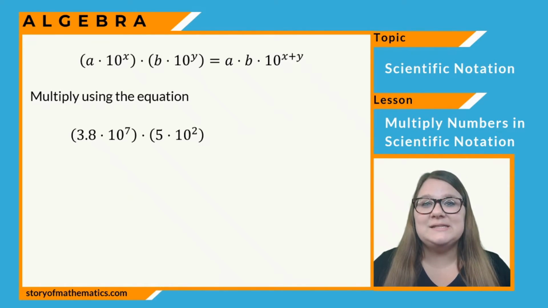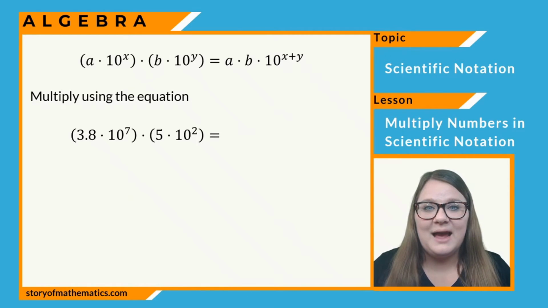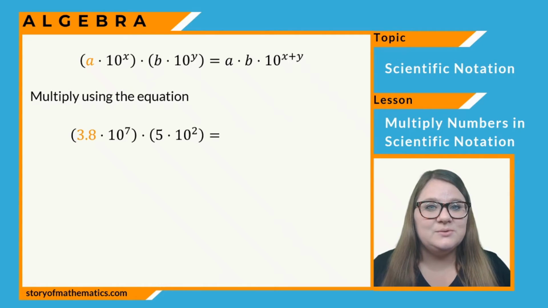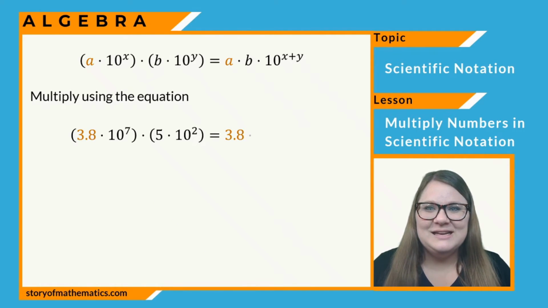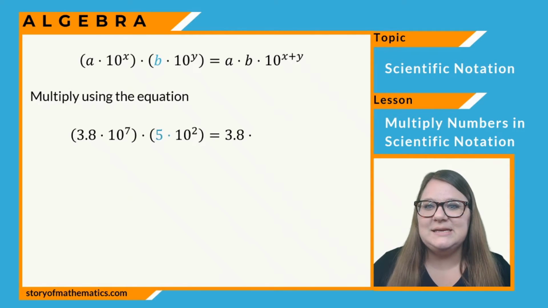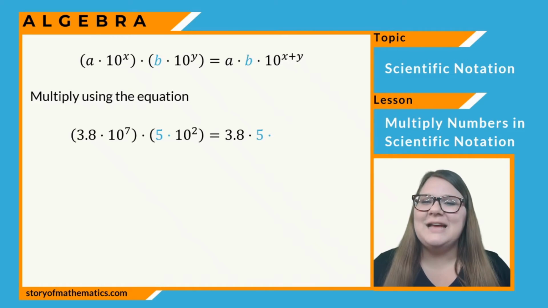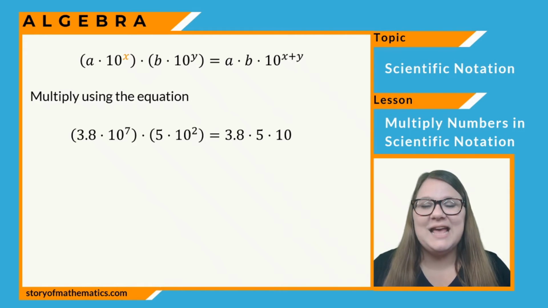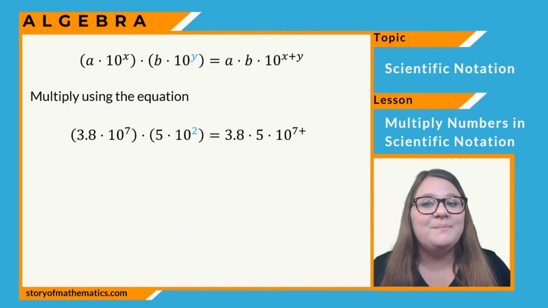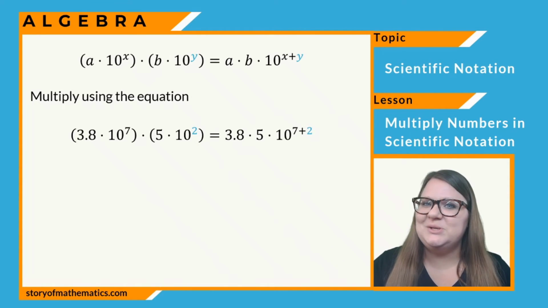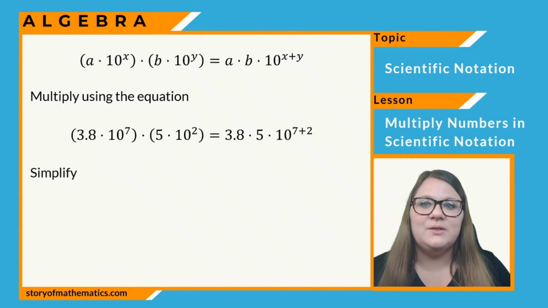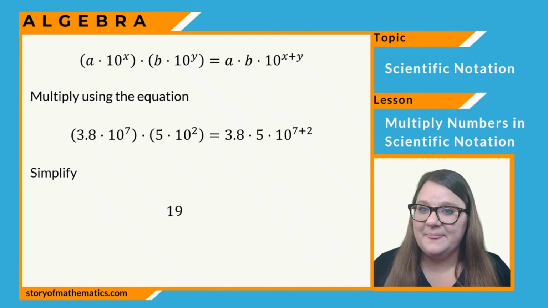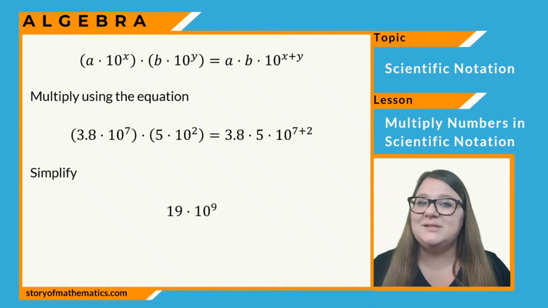So again, I'm going to focus in on this equation. I need to start by finding my a value. So a is 3.8, and I put that in first. Then I know I'm going to multiply by b, which I can see based on my equation is 5. And after that, I'm going to have times 10 raised to, and then I need to figure out my exponent. x is the exponent of my first scientific notation number, and that's going to be 7. Then I have plus y, which is the exponent of my second number, which is going to be 2. Now, when I simplify, I'm going to get 3.8 times 5 is 19. And 10 to the 7 plus 2 is 10 to the 9th.